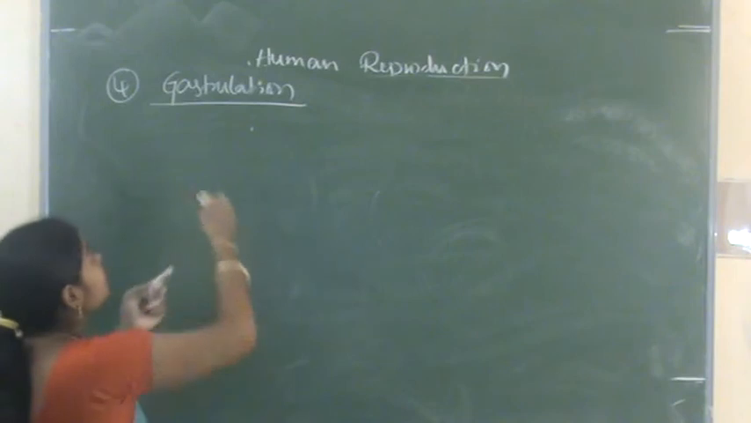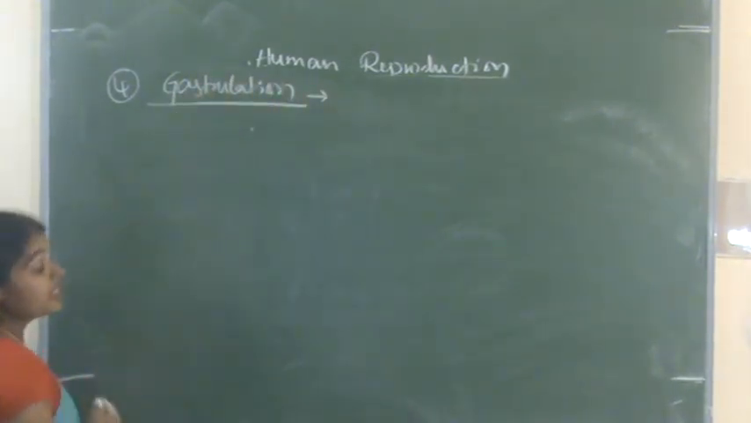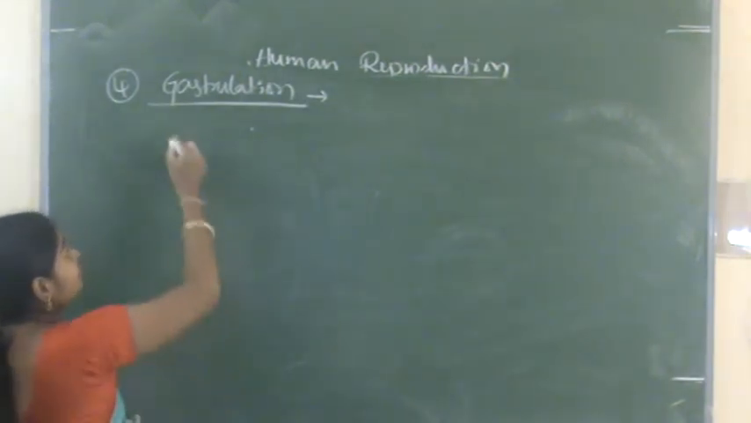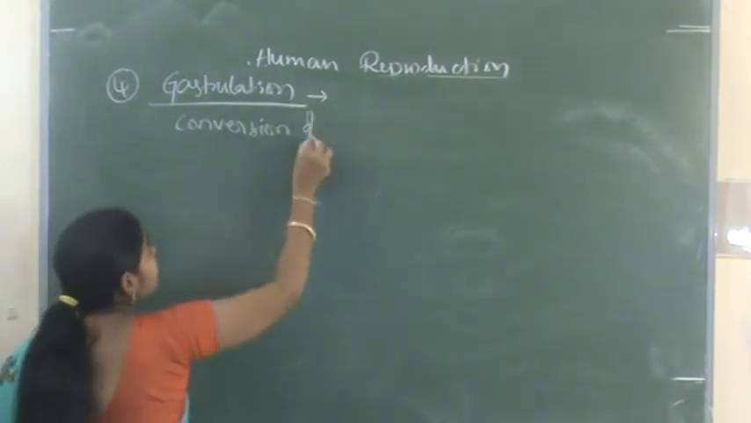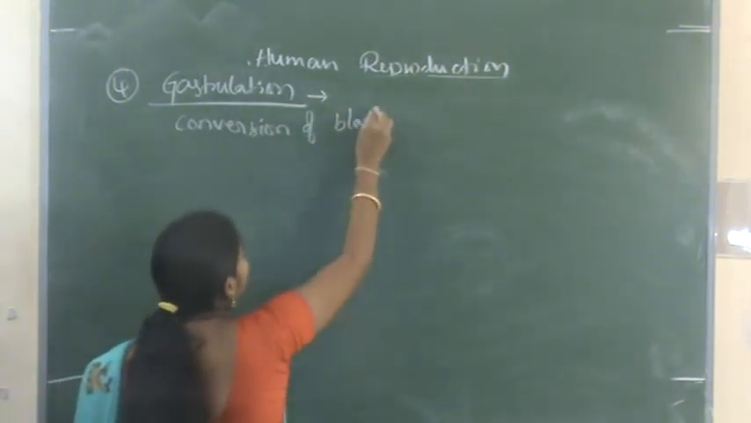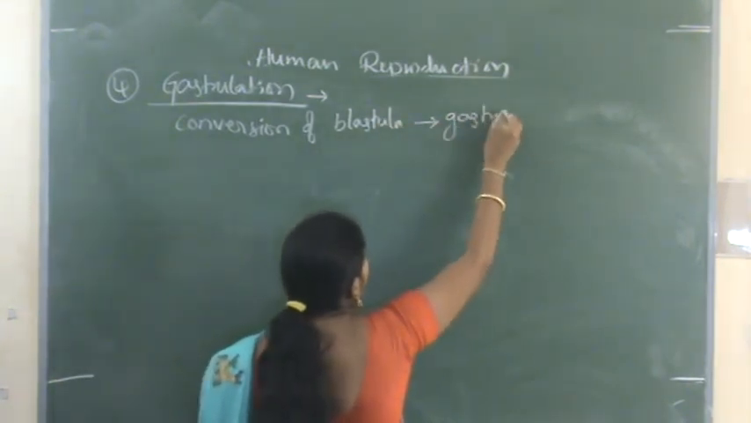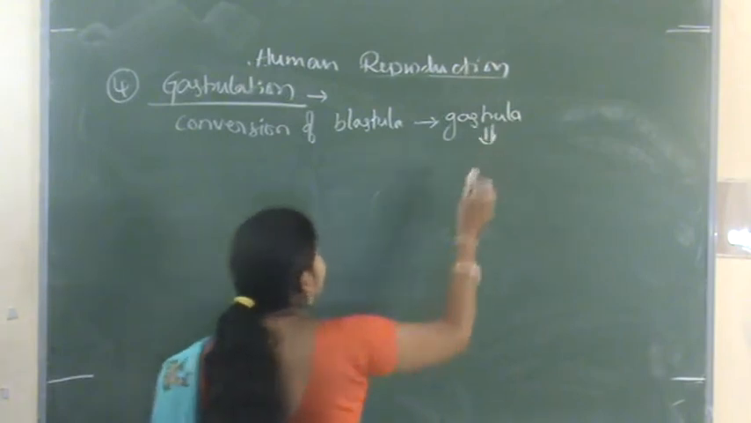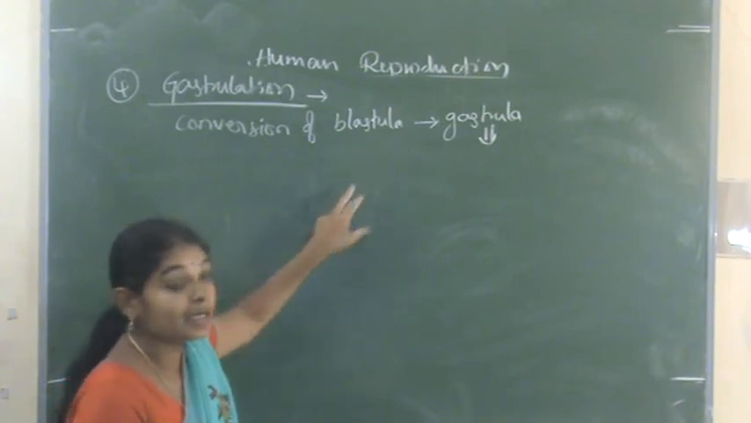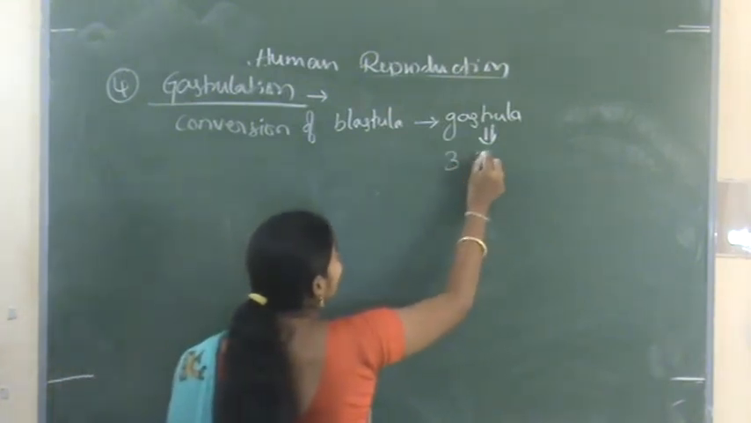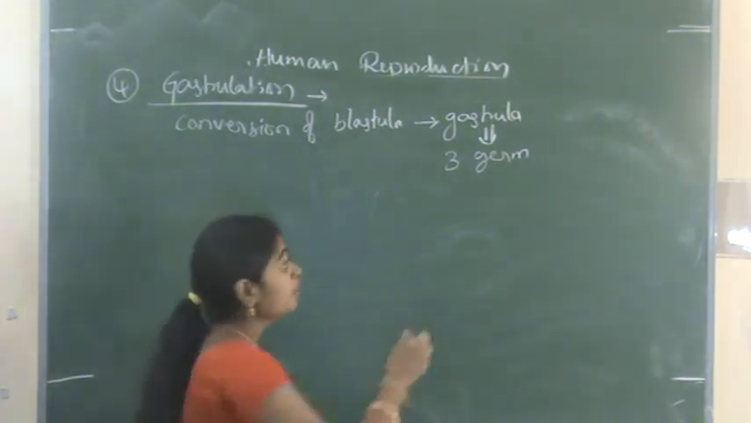So the next process is gastrulation. And in this gastrulation, what is the process of gastrulation? It means conversion of blastula into gastrula. So this gastrula forms when it forms the 3 germ layers, like ectoderm, endoderm and mesoderm.